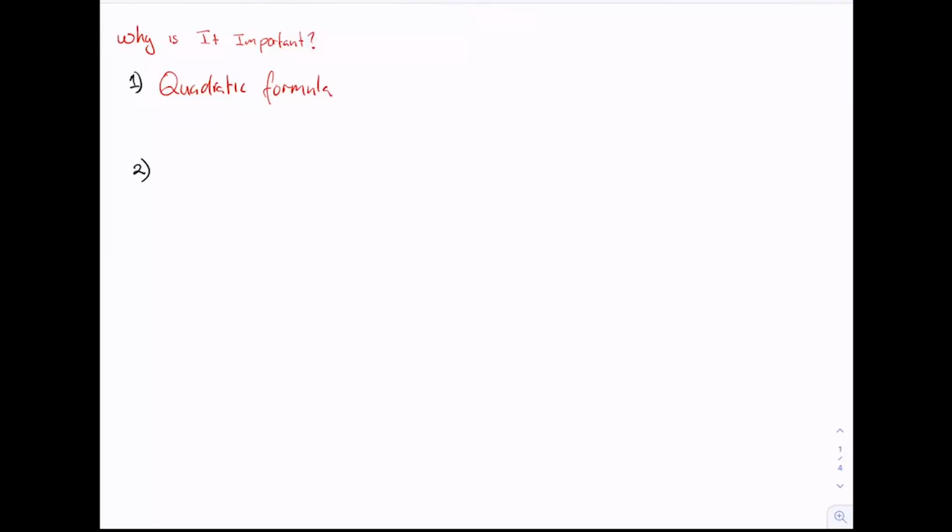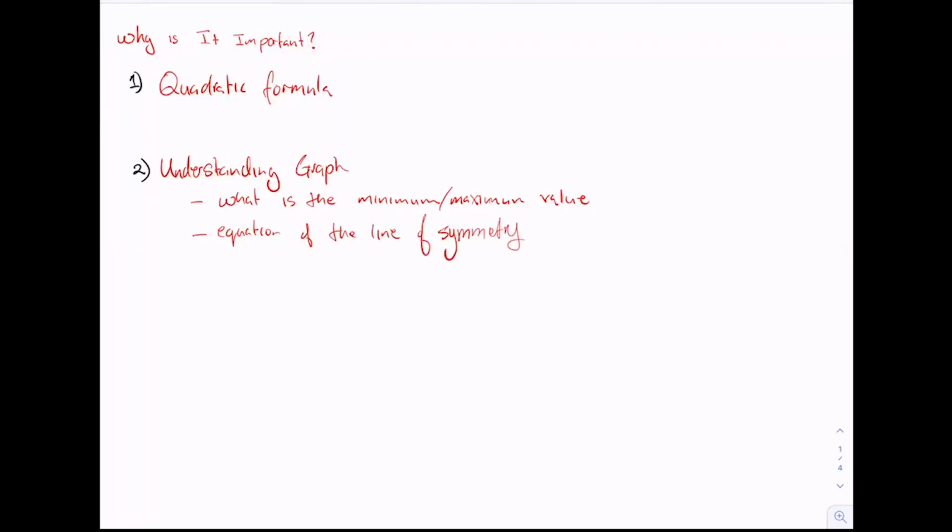The next reason it is important is that it helps us to understand the graph of the quadratic equation. In particular, we can find out the minimum or maximum value. We can also find out the equation of the line of symmetry, and we can also understand the shape of the graph. Not necessarily linked to the completed square form, but from completing the square, we can get these orientations inside of our mind. We can figure out where the minimum value is, what value of y is going to be the maximum, and the line of symmetry. So let's jump right into some examples.